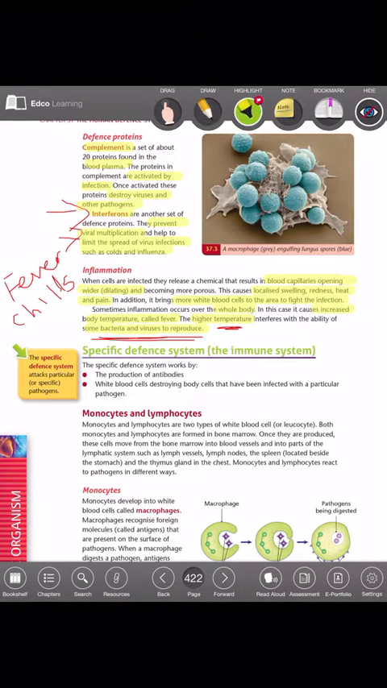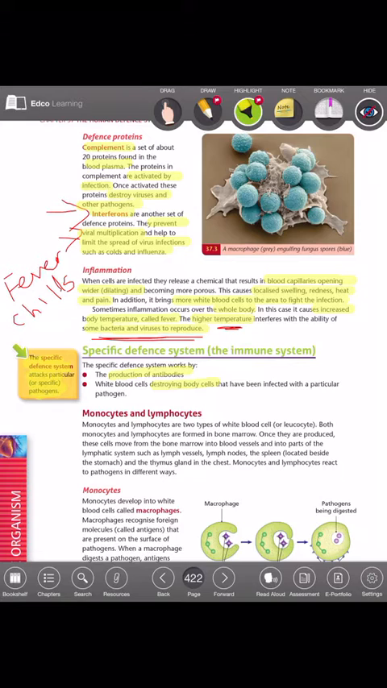So the next thing we're going to look at now is the specific defense system. That defense system attacks specific pathogens. It works by the production of antibodies, and white blood cells are also used that destroy body cells that have been infected with a particular pathogen.